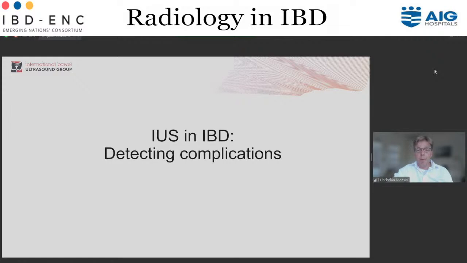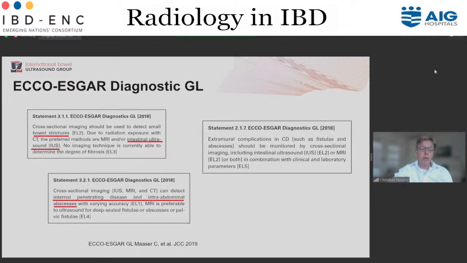IUS in IBD, second part is detecting complications, and I'm just going to show you, after the ECCO-ESGAR statements, a few examples to give you an idea what you can find. So ECCO-ESGAR says that cross-sectional imaging should be used to detect small bowel strictures. Due to radiation exposure with CT, the preferred methods are MR and/or intestinal ultrasound. Cross-sectional imaging can detect internal penetrating disease and intra-abdominal abscesses with varying accuracy, and MRI is preferred to ultrasound for deep-seated fistulae. And then for follow-up monitoring, IUS and MRI are suggested as equal imaging methods.